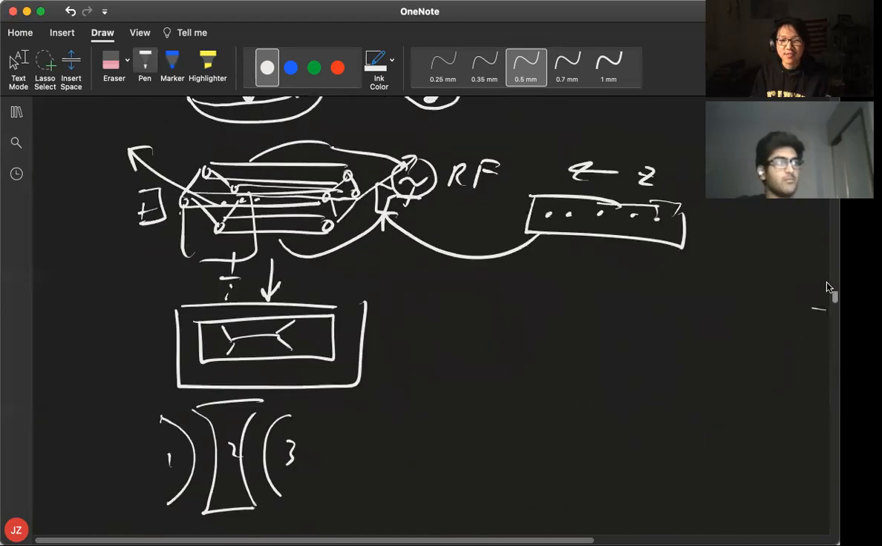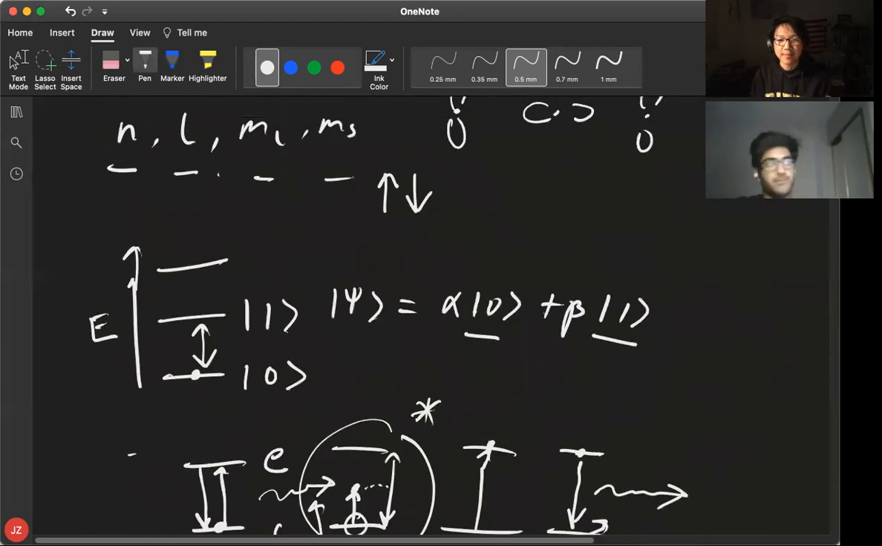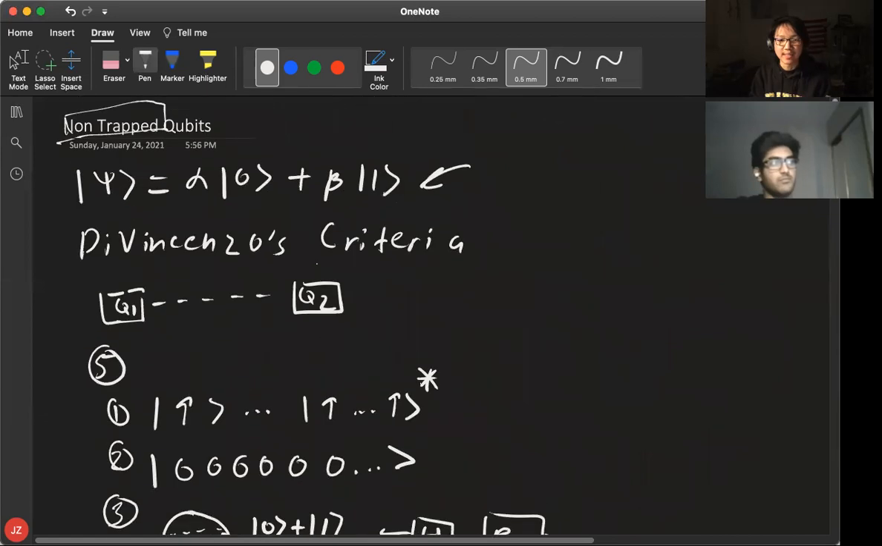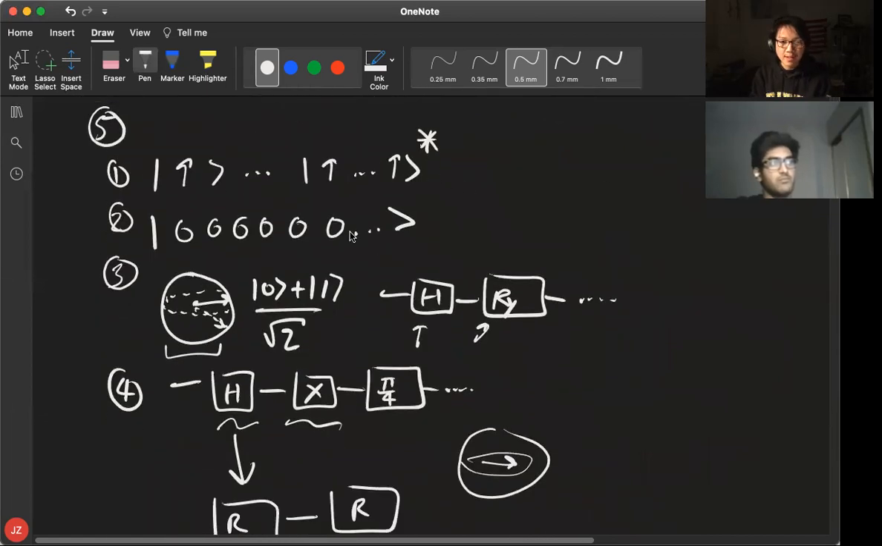So that satisfies pretty much all 5 criteria of DiVincenzo's list, because I mentioned we have multiple ions going on here. We can make the single qubits, and we can put them in this initial state.